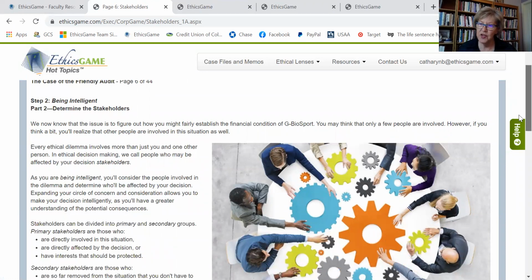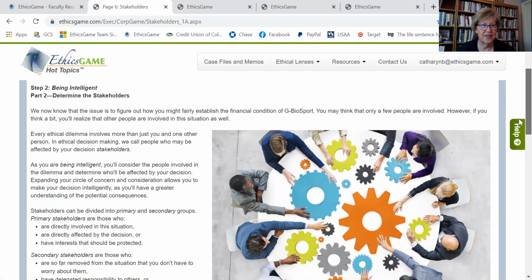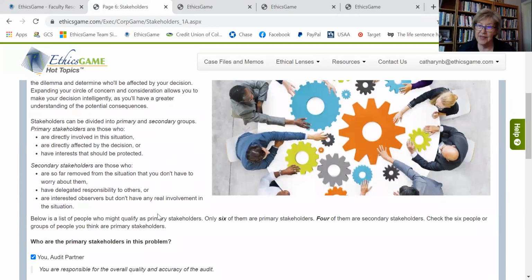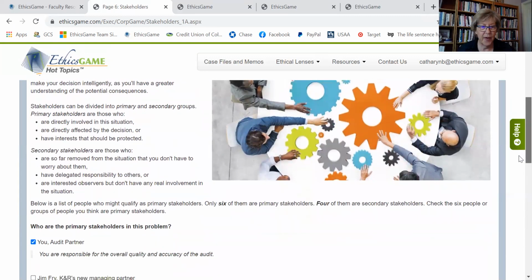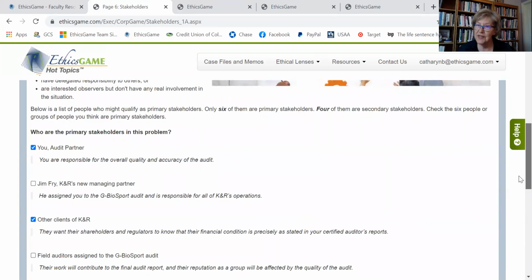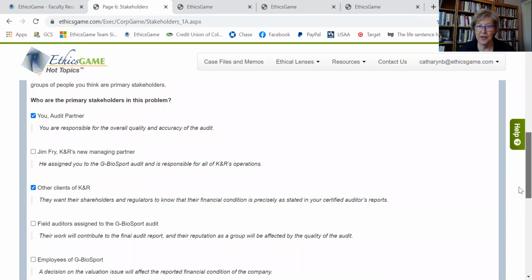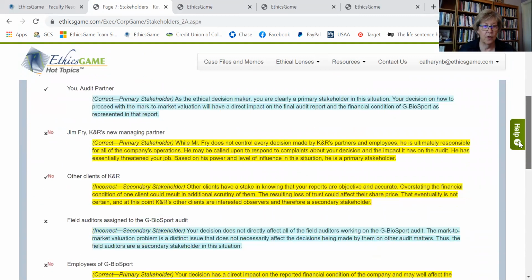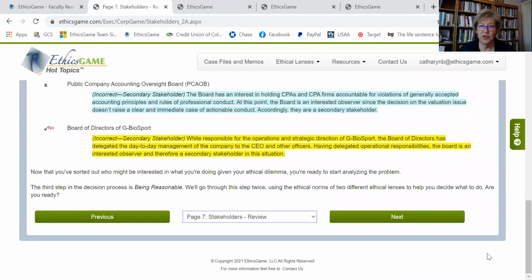Now, this page turns out to be the most difficult page of all of them in the assignment, because we're not used to thinking about all the people that our ethical decisions affect. So you're going to want to take a look at it, and we have two categories: primary stakeholders and secondary stakeholders. Again, read this, think about it, and then choose 6 primary stakeholders and 6 secondary stakeholders. Moving your way through, we then go to the next page, where we show you if you were right, wrong, or indifferent as you answer the questions.